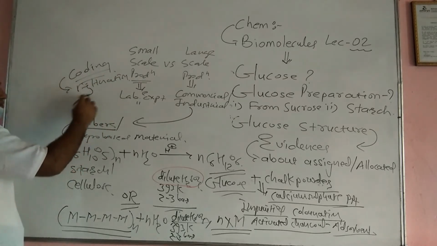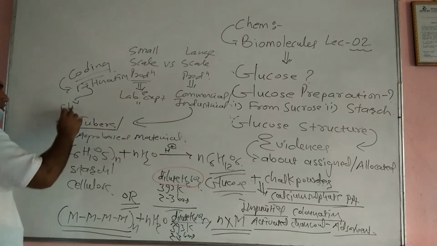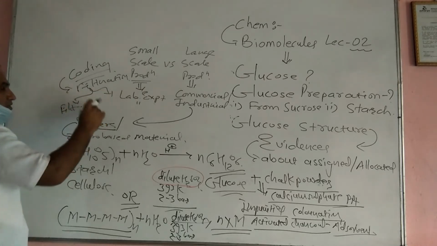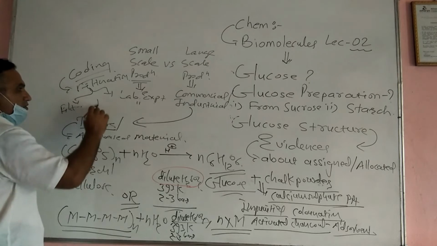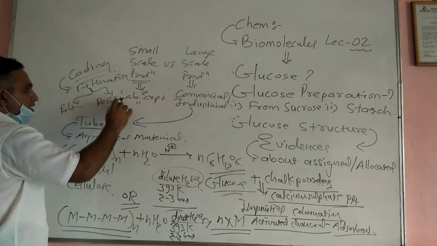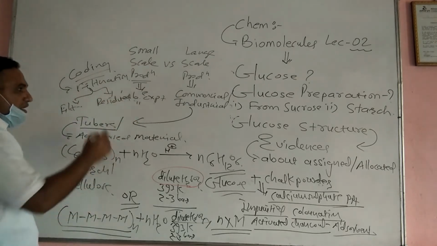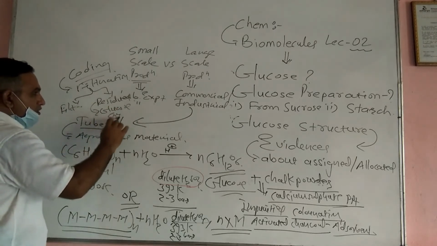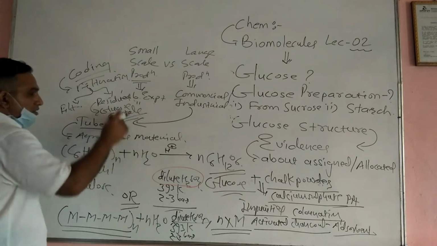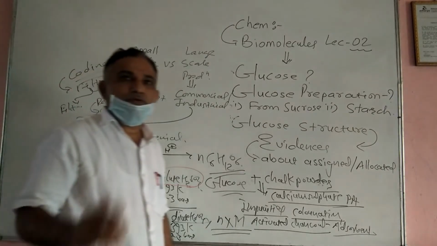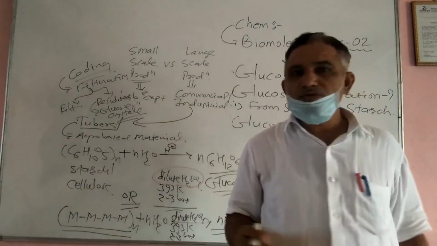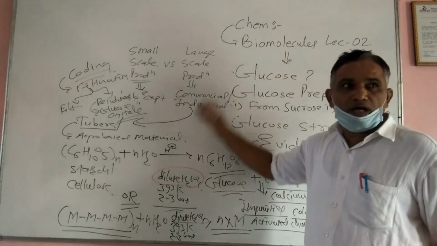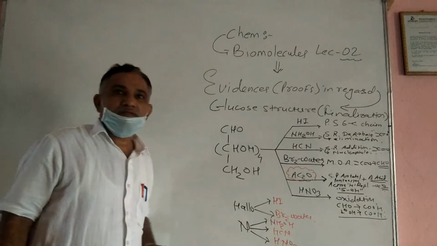After this filtration, you obtain the filtrate on one side, and then the residues, which means here again you will get the glucose crystals. So in this way it is possible for you to produce the glucose. This is the glucose preparation on large scale in the industries.